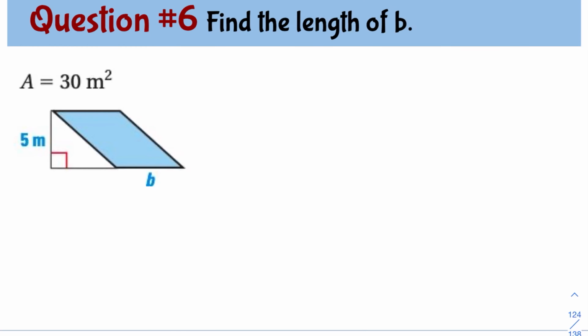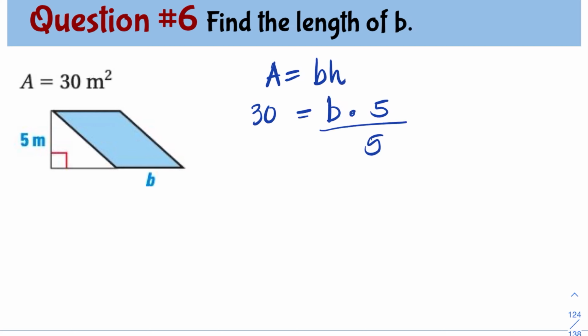Question number 6. Find the length of base b. Using area is equal to base times height, the area is 30 square meters, base is missing, and the height is 5 meters. So now solving for the base, we can divide both sides by 5. 30 divided by 5 is 6. The right side now, 5 divided by 5 is 1, so we have 1b. So the base here is 6 meters.